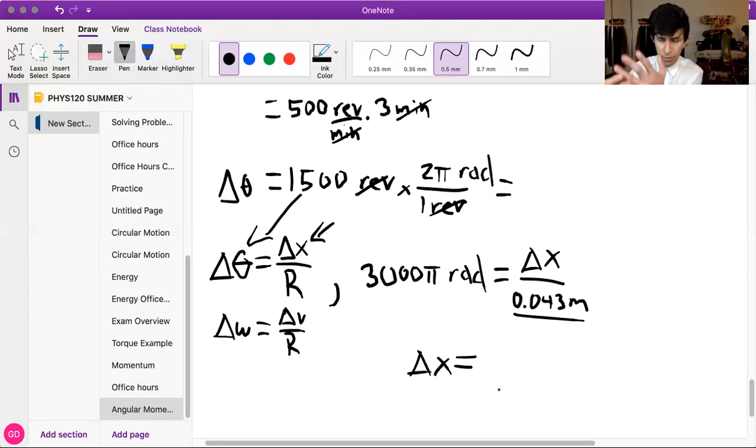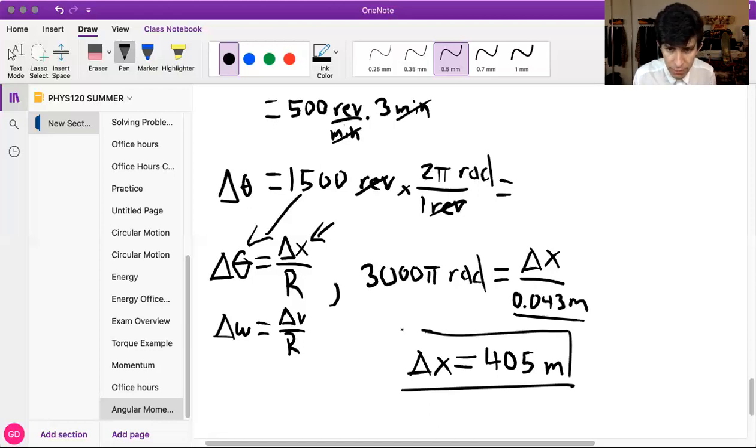It doesn't overshadow the meters. It's not like its own separate unit. Once meters is there, it replaces it. But with revs, it doesn't replace it. So just make sure to associate radians to standard units. So if you do have revs and you want your answer in standard units, convert to radians, sorry. So our final answer, after multiplying this to that side, we get 405. I'm going to keep it at 3 digits, meters.